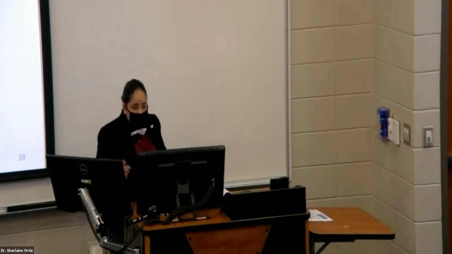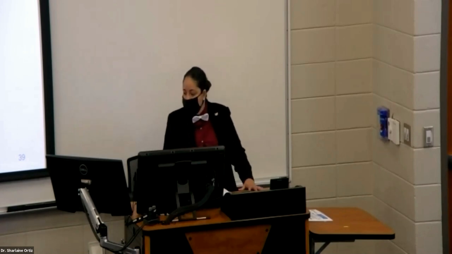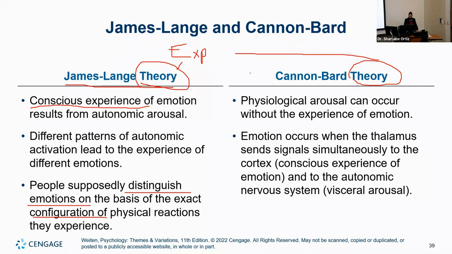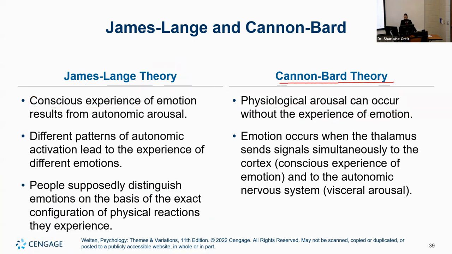We do have other means, right? And that is the Cannon-Bard theory. What the Cannon-Bard theory proposes, how is it that we explain behavior? Notice that it's a little different because we're moving away from that conscious experience. So now we're going to go directly to that physical arousal. And what this theory proposes is we are able to have physical arousal without the experience of an emotion. So how is it that that occurs according to this specific theory?